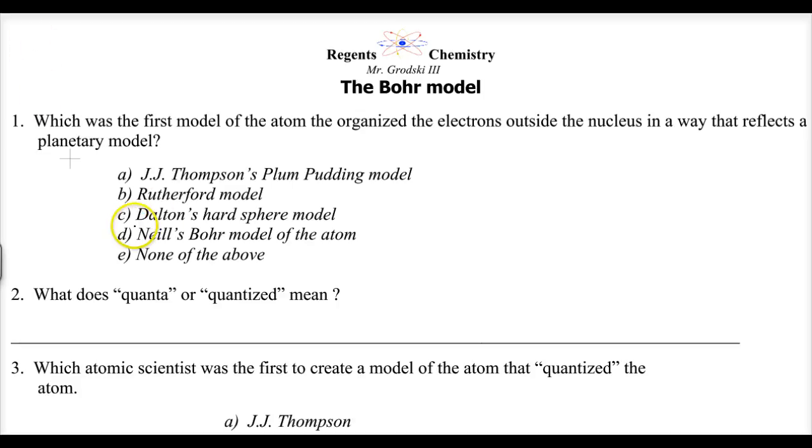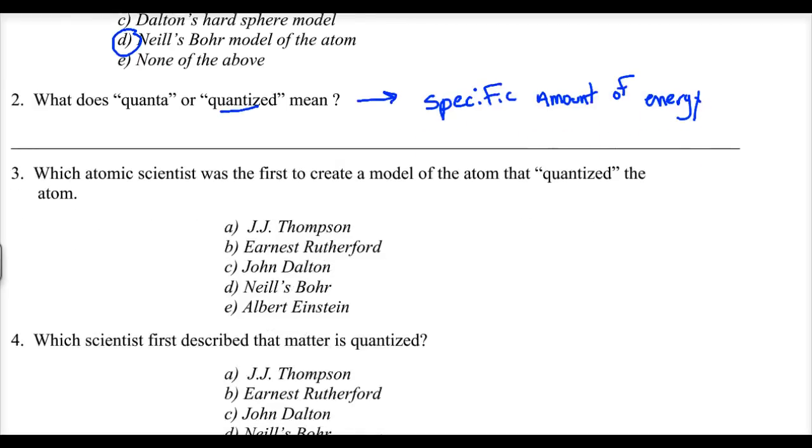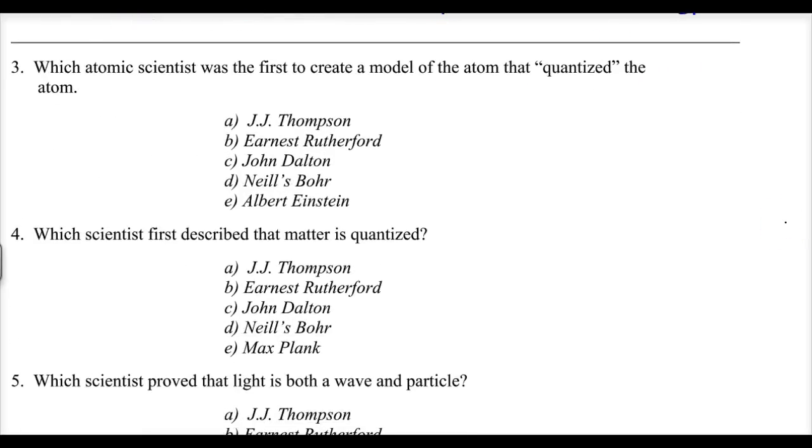All right. What does quanta or quantized mean? Very simply, it means what? A specific amount of energy. Nothing in between. The atom is quantized based on the arrangement of electrons. Who was the first to create a model of the atom that quantized the atom? Well, first to create a model of the atom, so that would be Niels Bohr again. He quantized the atom through what? The arrangement of electrons that went in circular orbits around the positive nucleus.